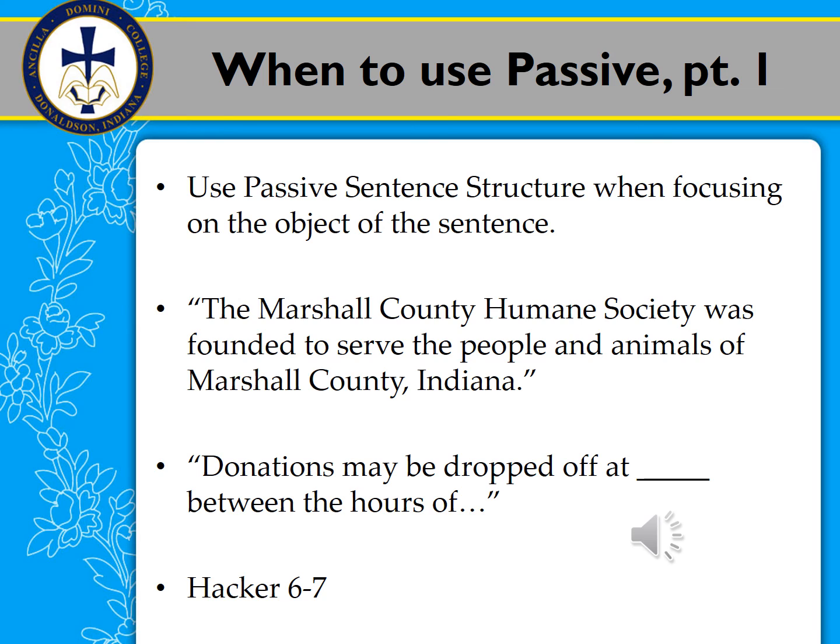Another way of looking at it is "donations may be dropped off at," maybe it's the Humane Society, maybe it's somewhere else, "between the hours of such and such." So again, here, who is dropping off the donations? Well, we don't know. We're hoping lots of people do, but we don't know anybody specific. So again, they're keeping the subject out of there. They're putting the first word in there, and that's really the object. That's what is being dropped off. But we're using the structure because we don't know, or it doesn't matter. So again, this is something worth knowing for your future writing.